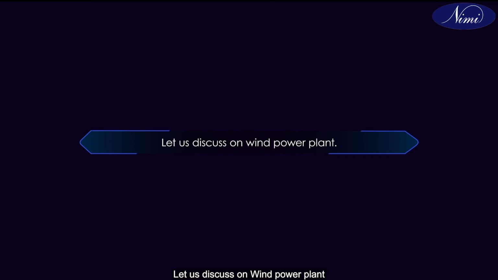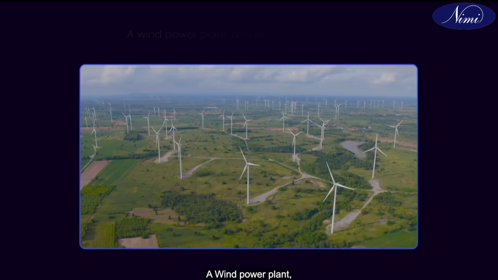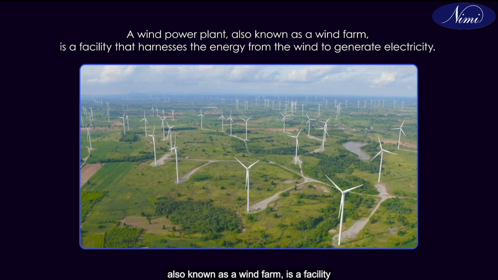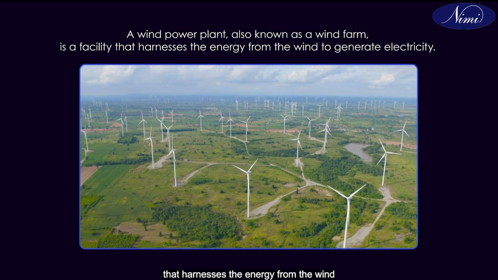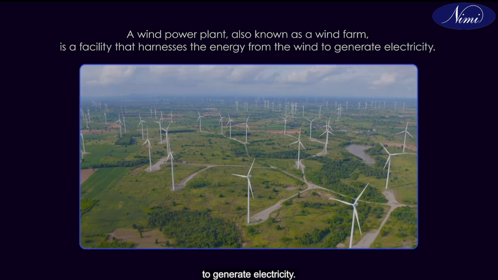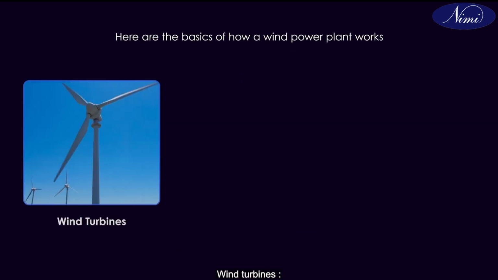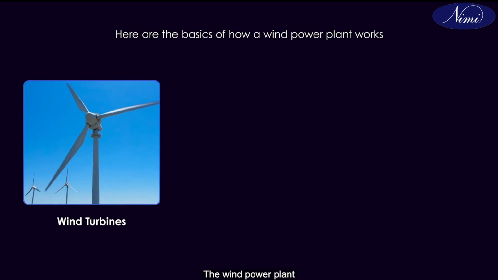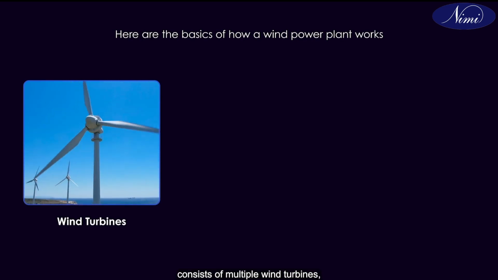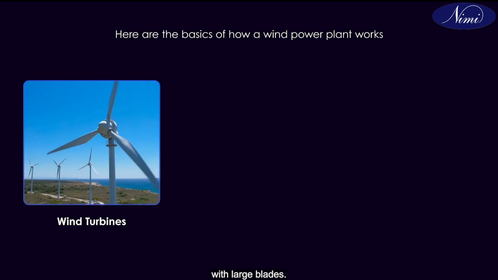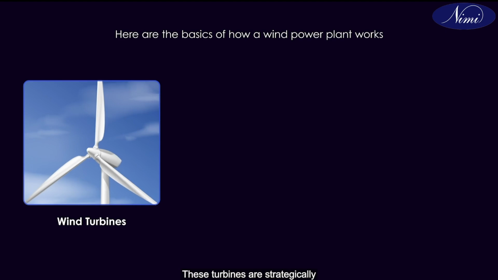Let us discuss the wind power plant. A wind power plant, also known as a wind farm, is a facility that harnesses the energy from the wind to generate electricity. Here are the basics of how a wind power plant works. Wind turbines. The wind power plant consists of multiple wind turbines, which are tall structures with large blades. These turbines are strategically placed in locations where there is a consistent and strong wind flow.